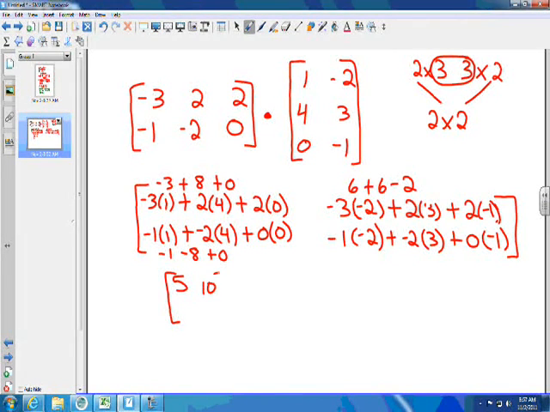-1 minus 8 plus 0 down here. Negative 1 minus 8. And 2 minus 6 plus 0 over there.